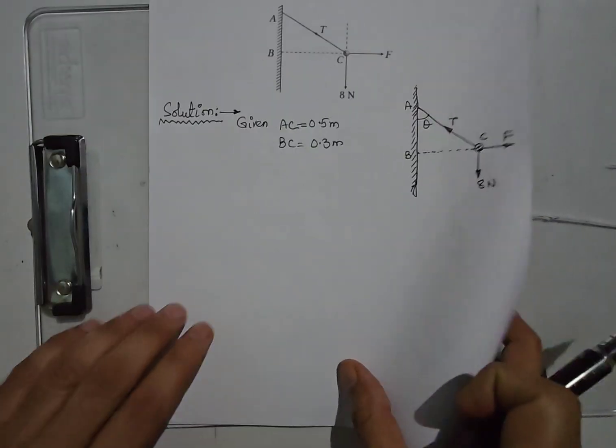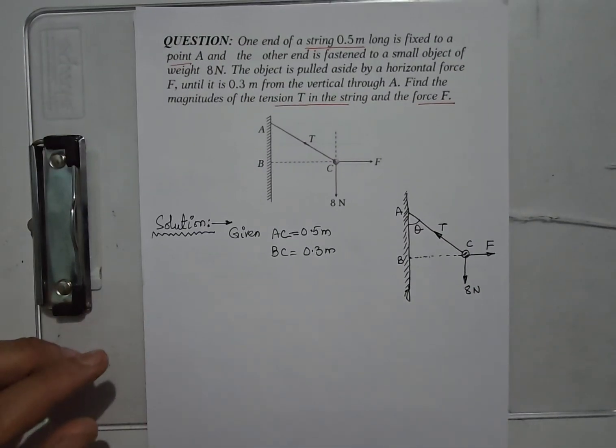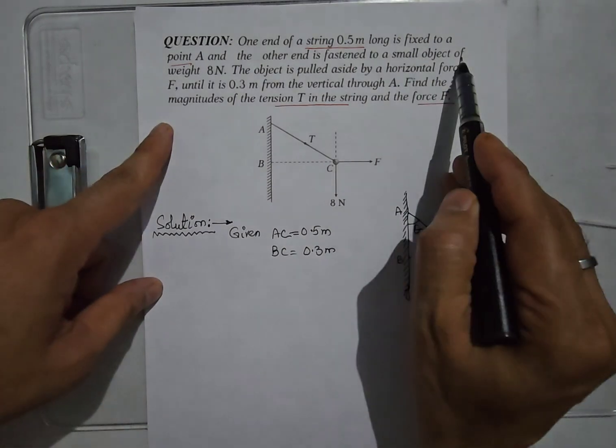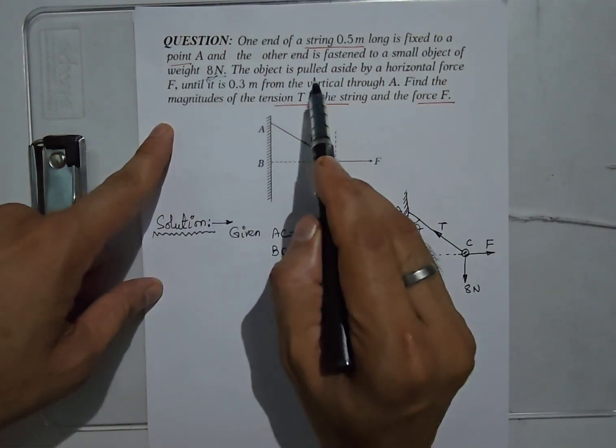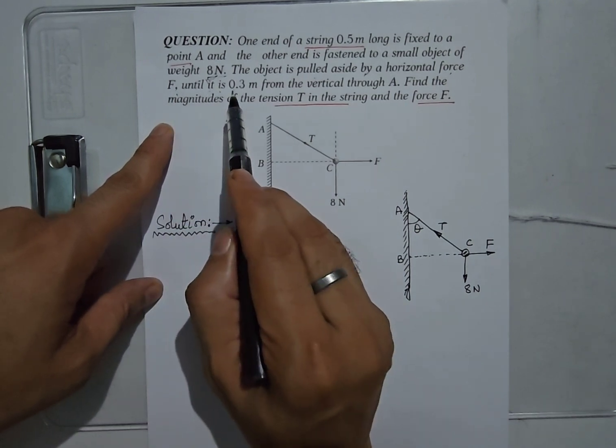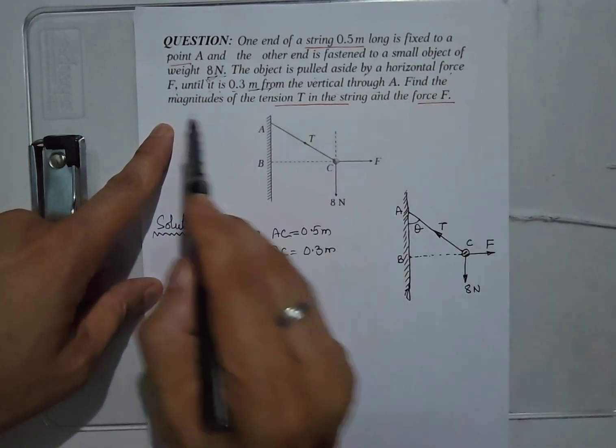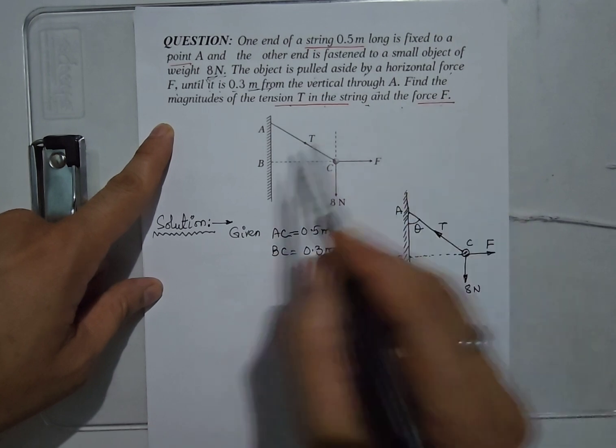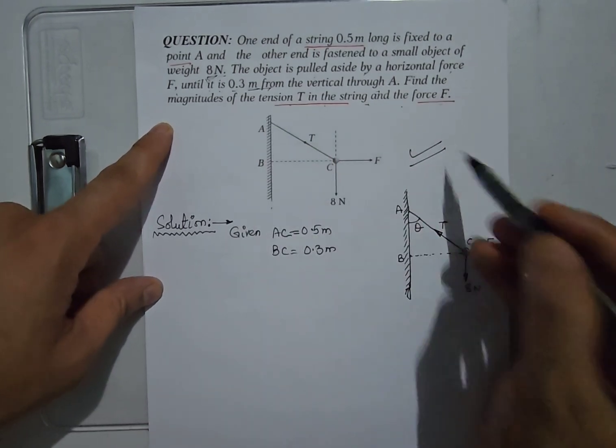Now next question is, see this one. One end of the string 0.5 meter long is fixed to a point A and the other end is fastened to a small object of weight 8 Newton. The object is pulled aside by a horizontal force F until it is 0.3 meter from the vertical through A. Find the magnitude of the tension T in the string and the force F. As per this diagram, you have to calculate the values.